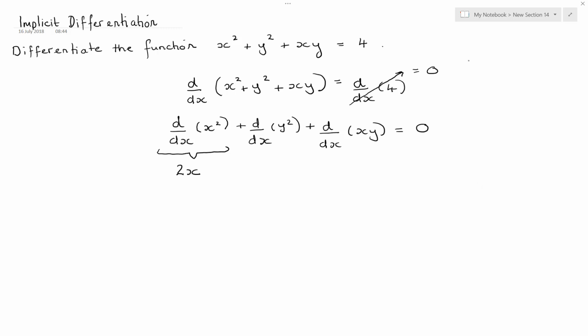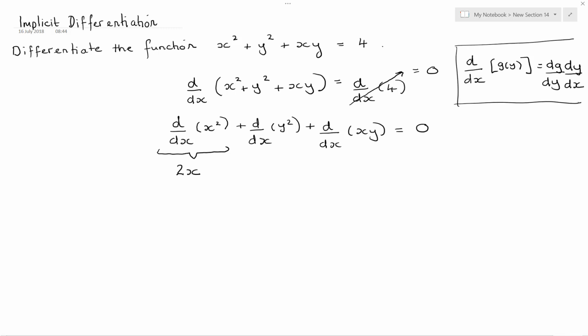So we should recall what we do here. If we're differentiating with respect to x, some function of y, and y is also a function of x, we do dg by dy multiplied by dy by dx. And that's our result for implicit differentiation. Basically, we differentiate the y with respect to y, so in this case it would become 2y, and then we just simply multiply by dy by dx. So it's going to end up being 2y times dy by dx.